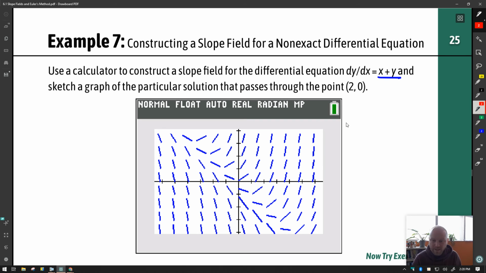So what we want to do is find (2, 0). That's right there. And then from (2, 0), just follow the flow. So it looks like we're just kind of following the flow this way. Follow the flow of all of those little marks. And I think our solution, I'll try to smooth that out a little bit, is going to look something like that. Just follow the little line segments.